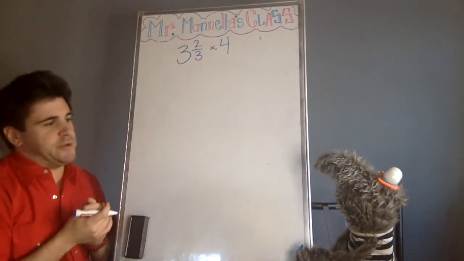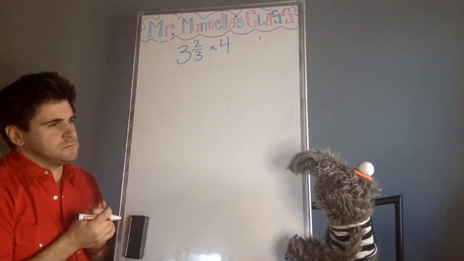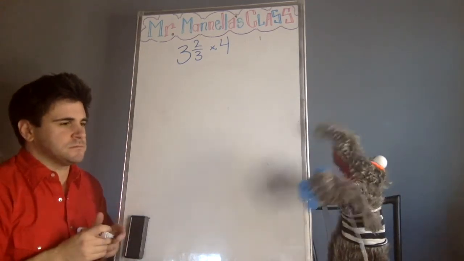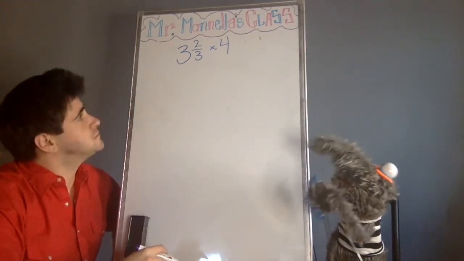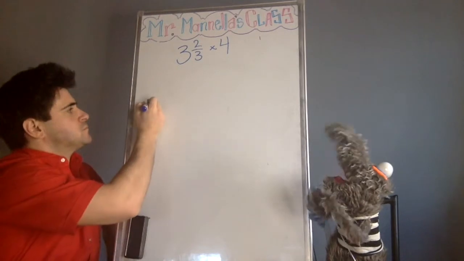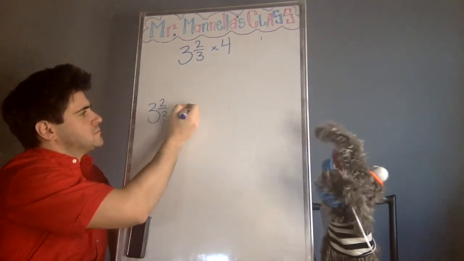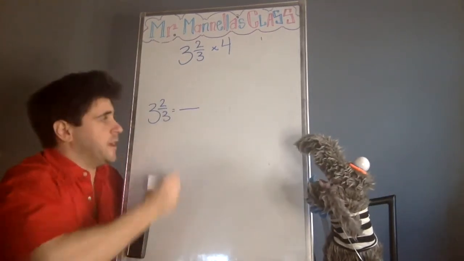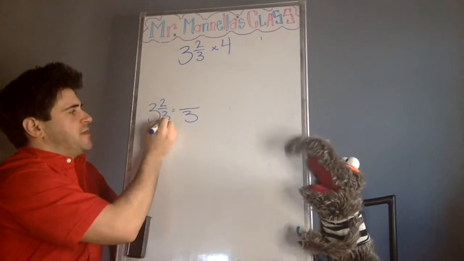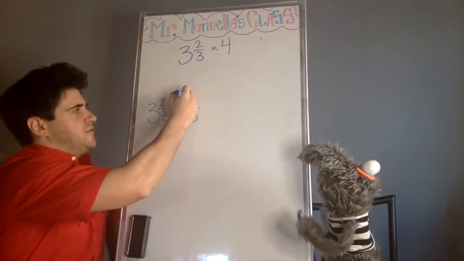So, which way do you want to do first? Let's do the longer way first, where we make 3 2/3 into an improper fraction. And then we multiply it by 4/1. So we do 3 times 3 plus 2. What's our denominator? 3. 3 times 3 is 9. Plus 2 is 11. 11/3.